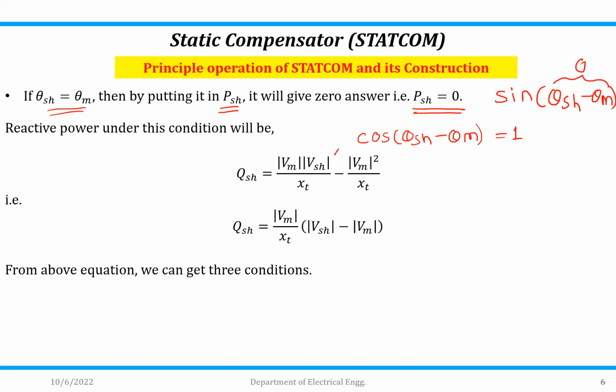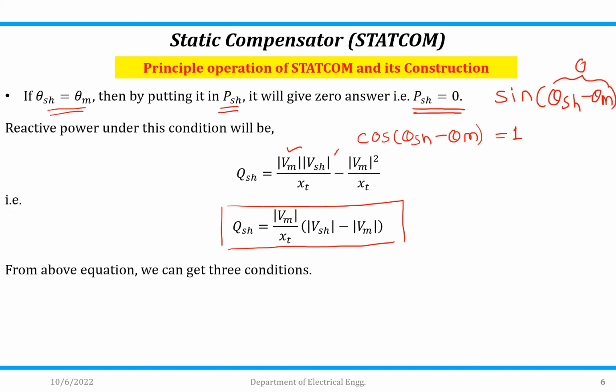So that's why this term is not there here. So we will get Qsh equal to what? Vm Vsh upon Xt minus Vm square upon Xt. If I take Vm common here, then I will get this expression. What expression will I get? Vm upon Xt into bracket Vsh minus Vm.